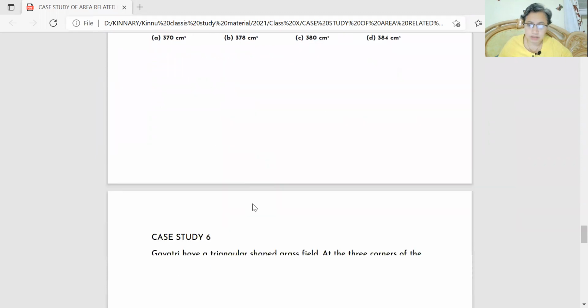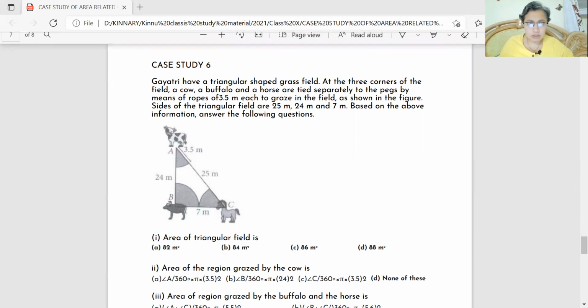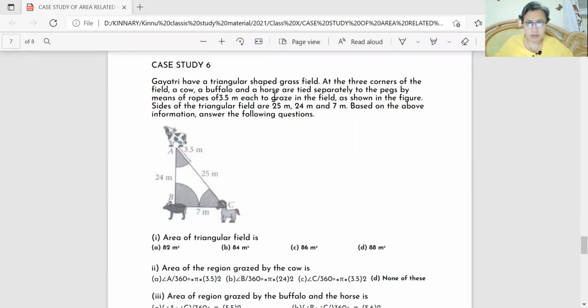So here this case study is also over. Now let's move on to the next case study, that is case study 6. Gayatri has a triangular shaped grass field. At the three corners of the field, a cow, a buffalo, and a horse are tied separately to pegs by means of ropes of 3.5 meter each to graze in the field.